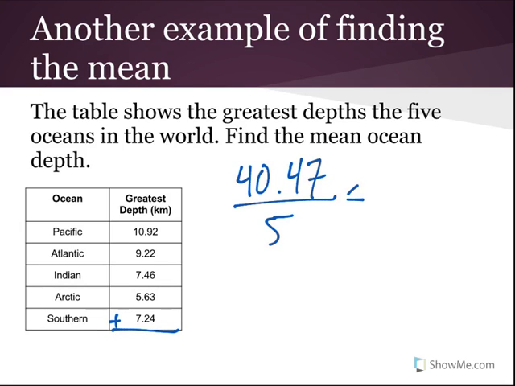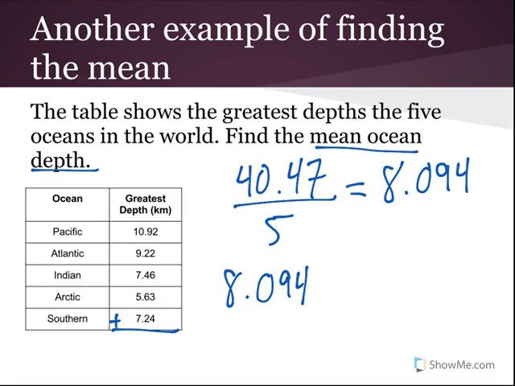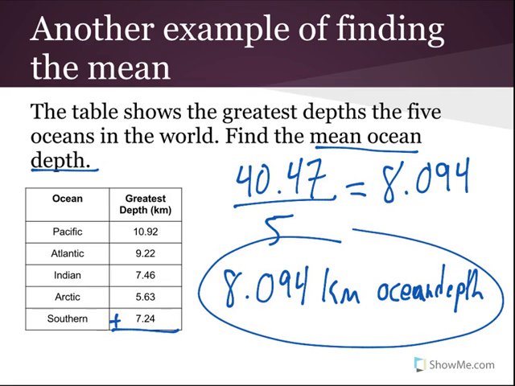An example, if we divide this by 5, that gives you 8.094. Okay, now, what does this 8.094 represent? Well, that means you need to go back to the problem: the average ocean depth. So 8.094 is the depth of seawater, or the ocean depth, and you can write it as kilometer ocean depth. Okay, 8.094 kilometer ocean depth.